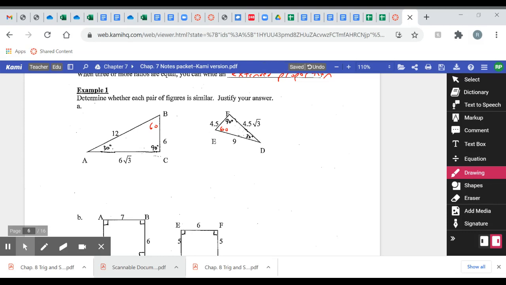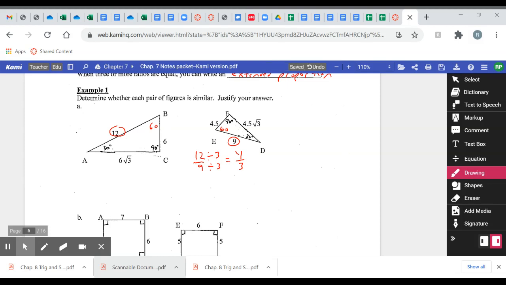I want to see if my corresponding sides are proportional. So I can see that the 12 that's between the 30 and 60 and the 9 between the 30 and 60 correspond with each other. So I can write those as a ratio, and I can reduce them down to 4/3.